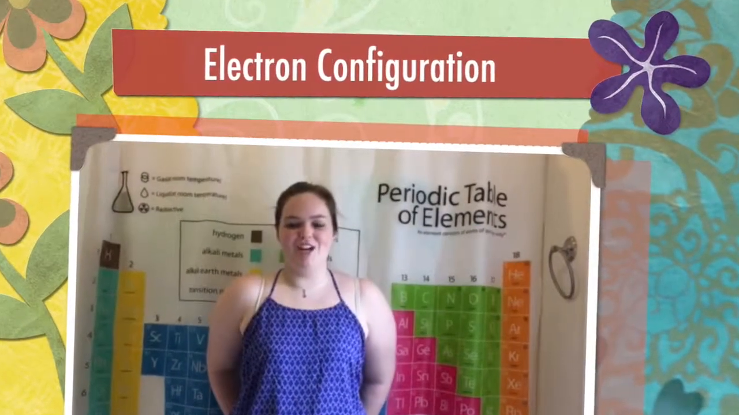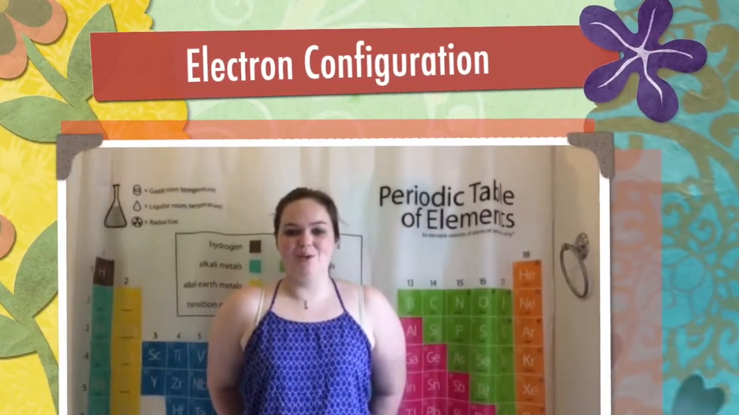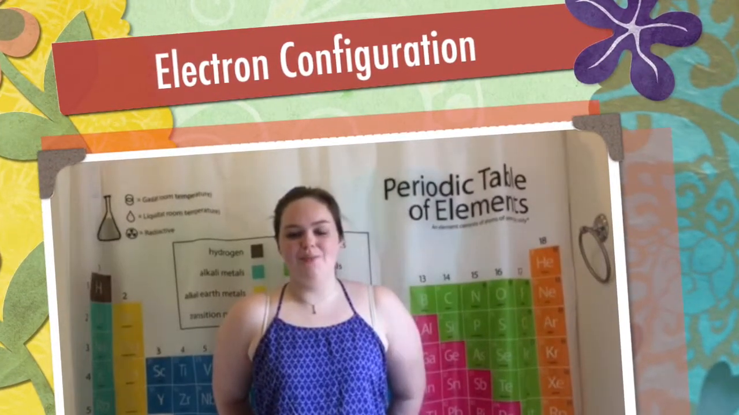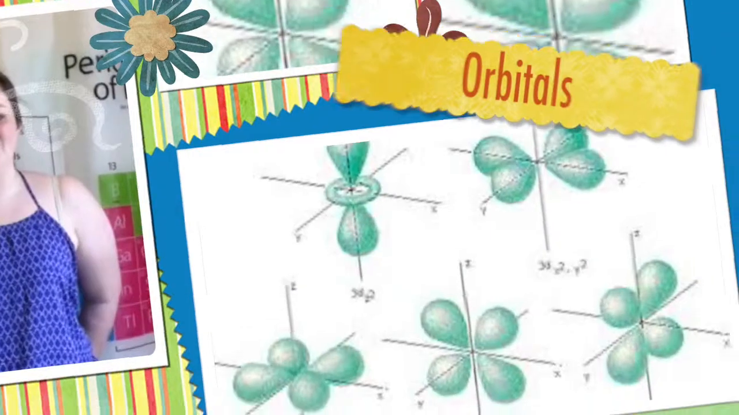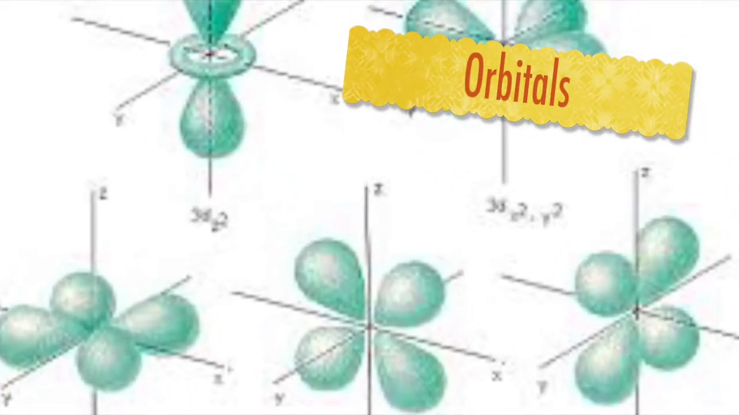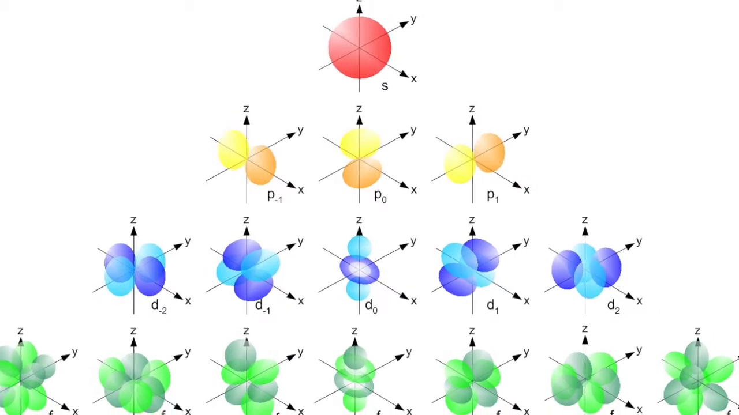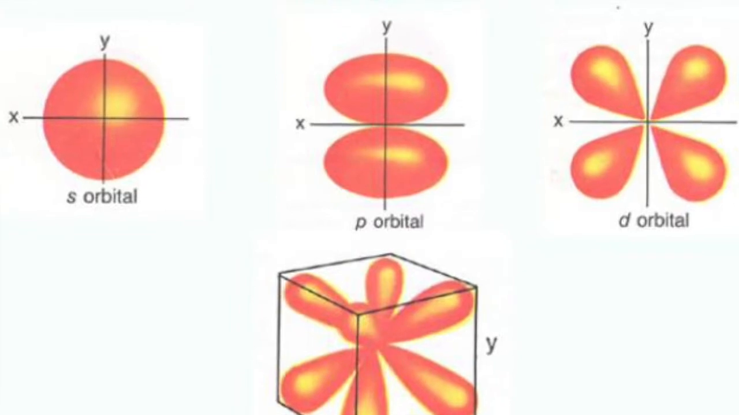Electron configuration describes the way in which electrons are arranged in orbitals around the nucleus. Electron configurations give us insight into an element's properties and chemical behavior. It's important to know what orbitals are in order to determine electron configuration. An atomic orbital or electron cloud is a region with a high probability of finding an electron with a particular amount of energy.